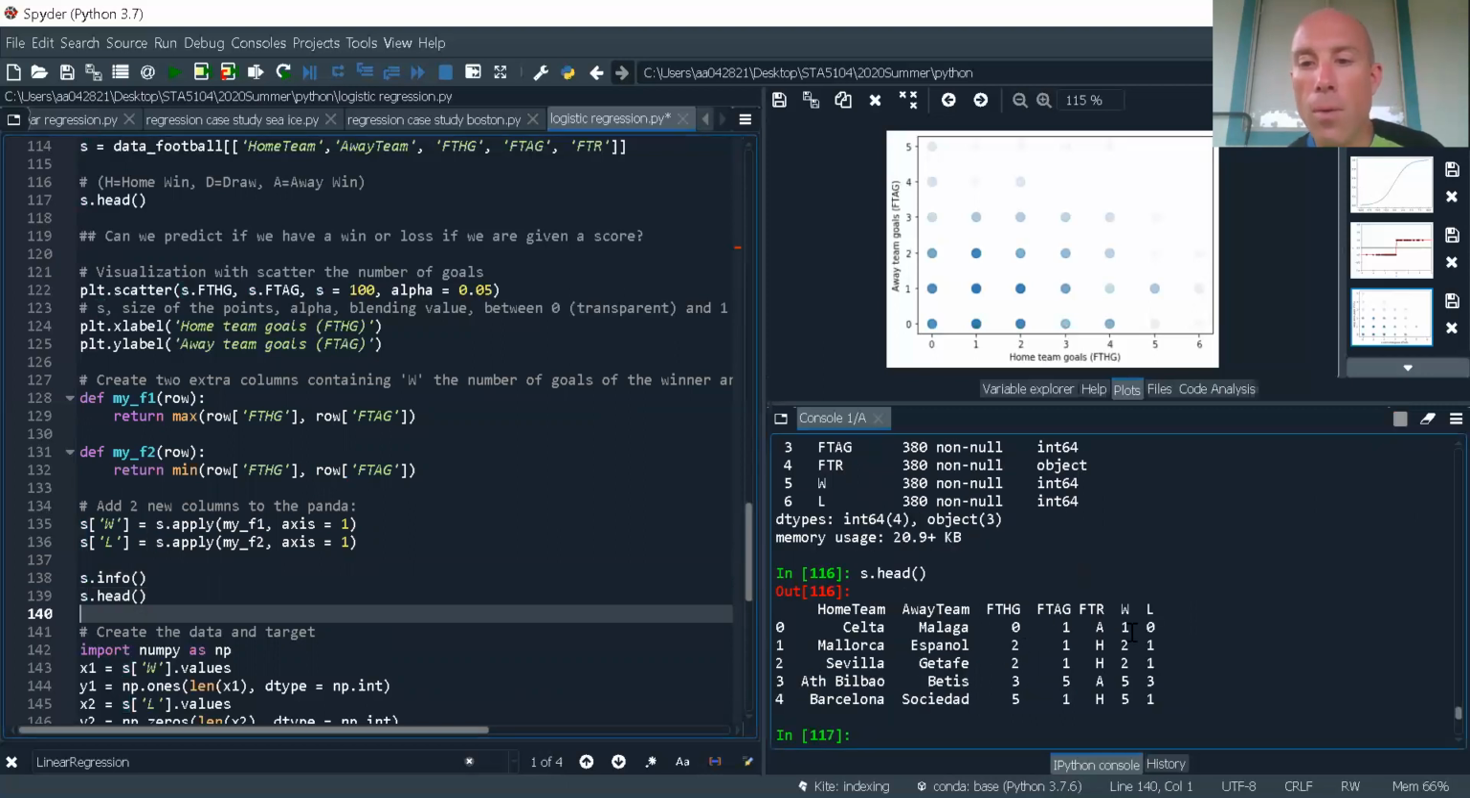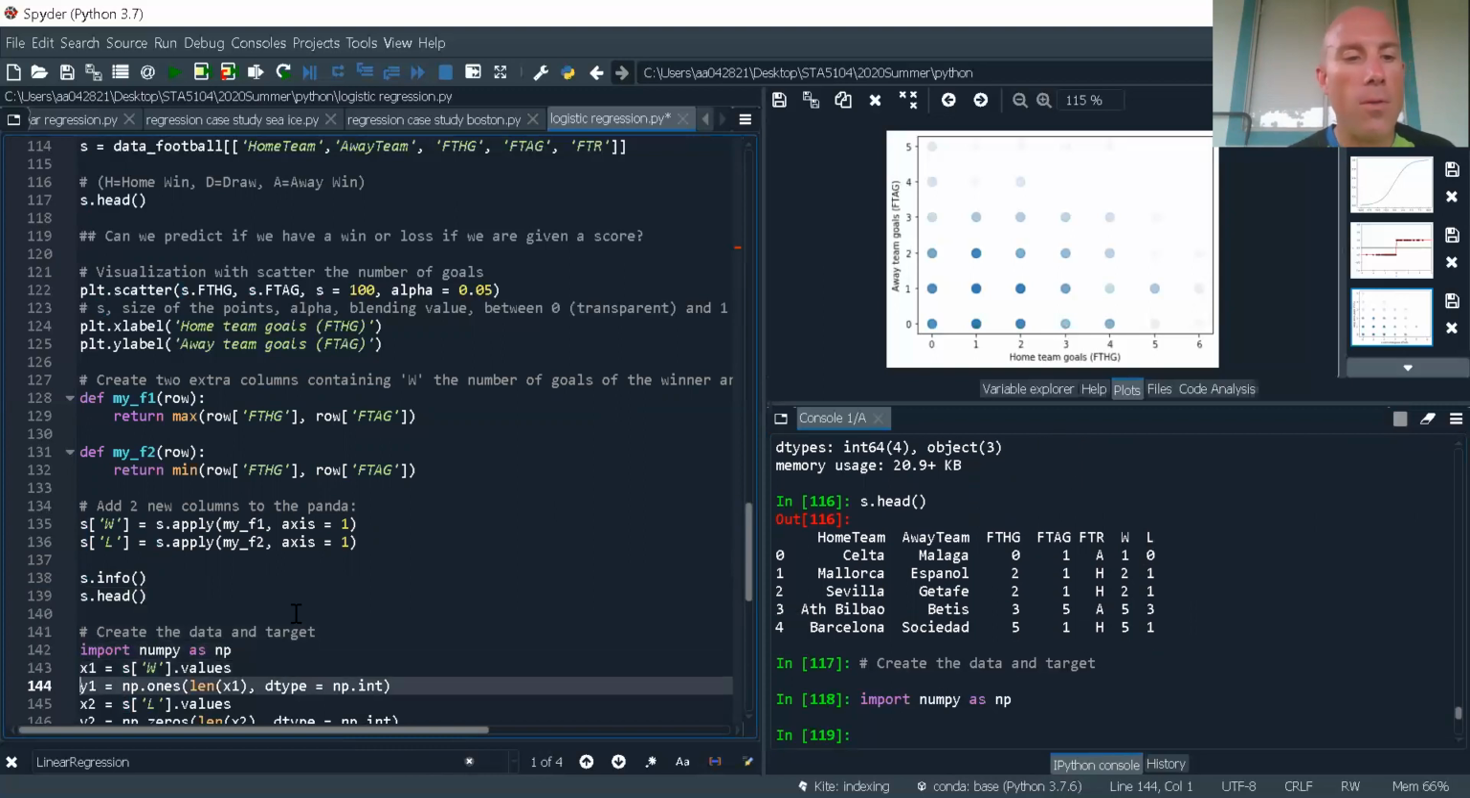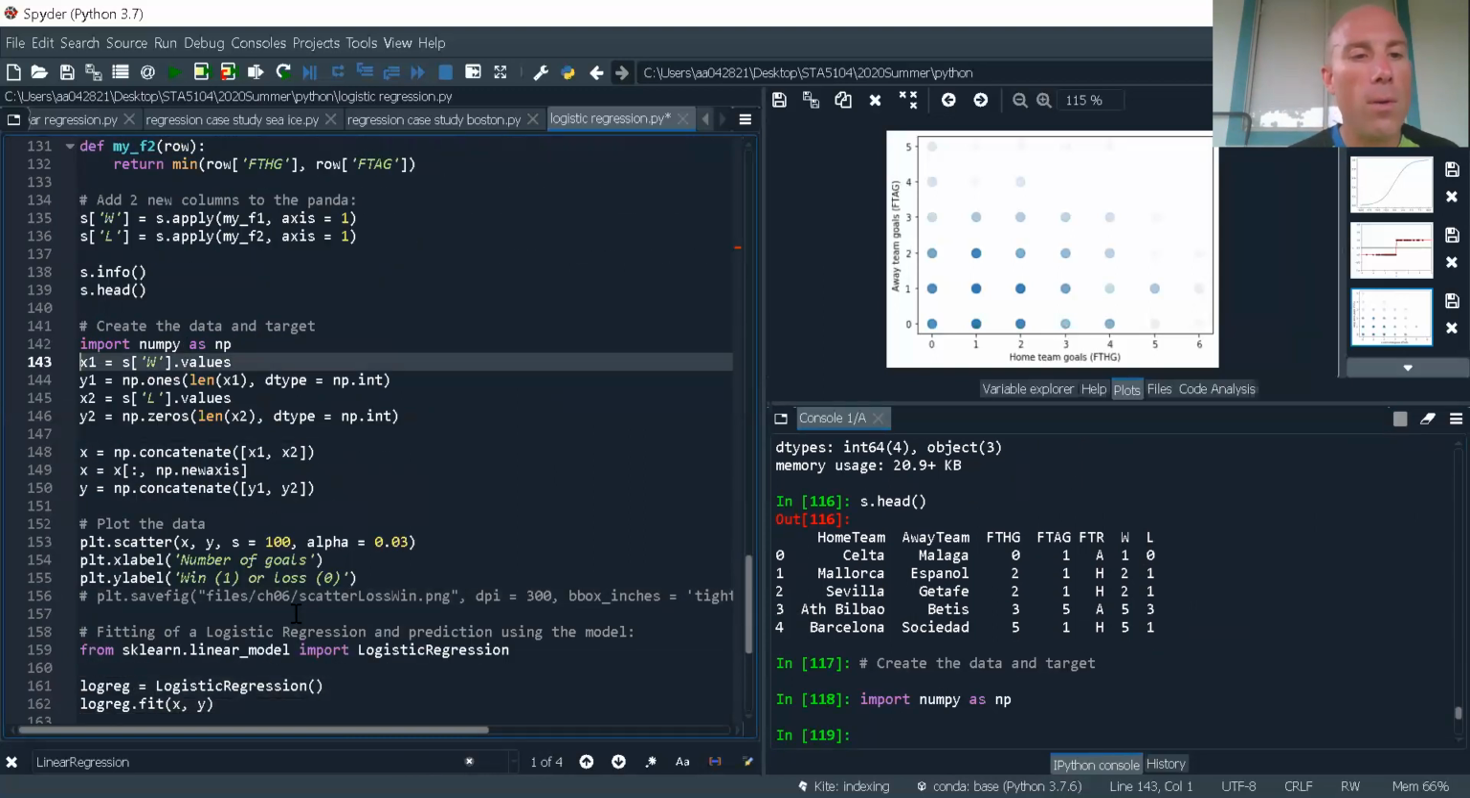And so now we can see that we've got the win, how many points the winning team got and how many points the losing team got. And we can always see that the losing team has less or equal if it's a draw. All right, so now let's go ahead and start converting some things over.